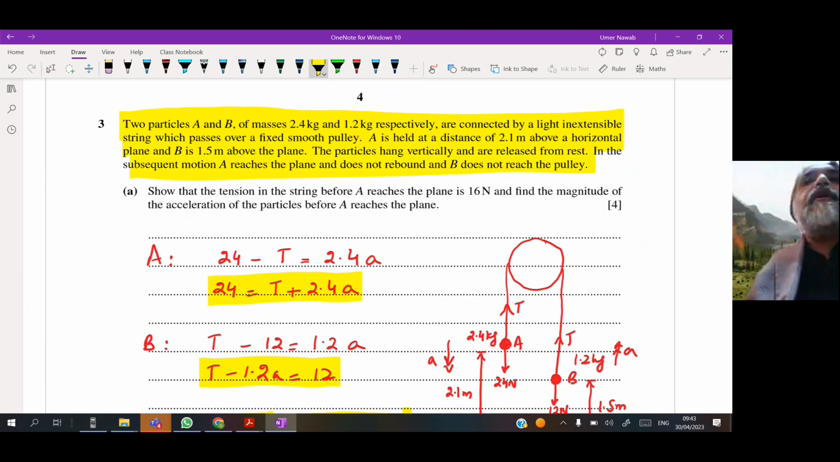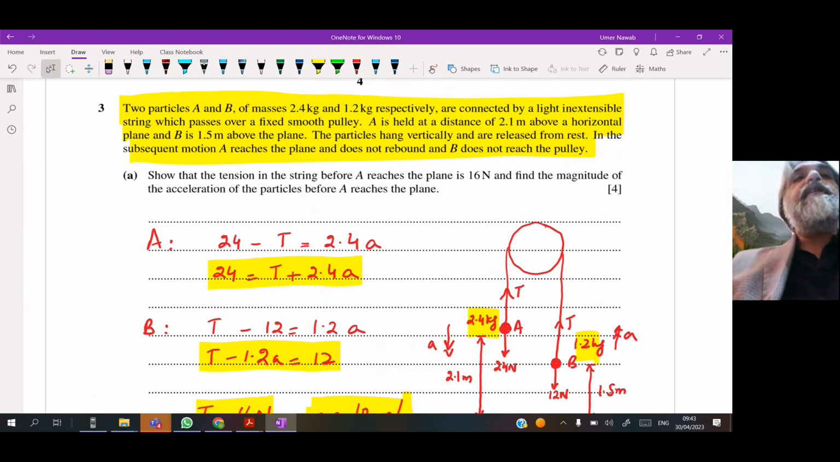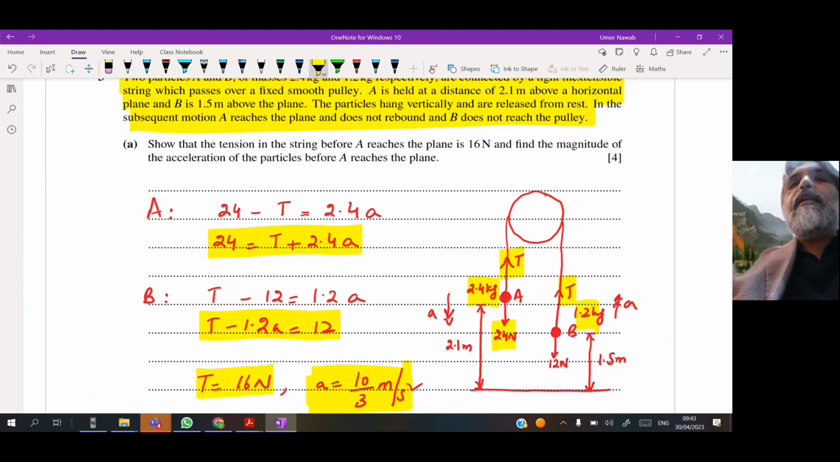So particles A and B, you can see their masses are given and they're connected with a string, and the string is passing over the pulley. You know, guys, whenever we use a string, the tension is produced inward along the string, and the weights are acting vertically downward. The masses must be multiplied by 10 to write the weights. You can see the positioning of A, which is 2.1 meters above the ground, and particle B is 1.5 meters above the ground. Now, both will be released, and this is one system, so it will have only one acceleration and only one tension.